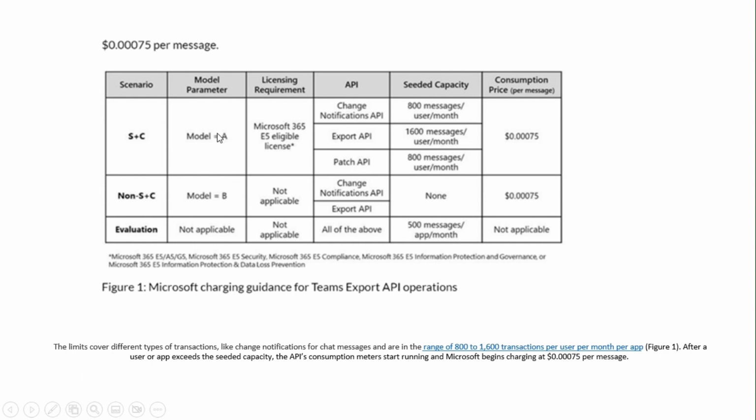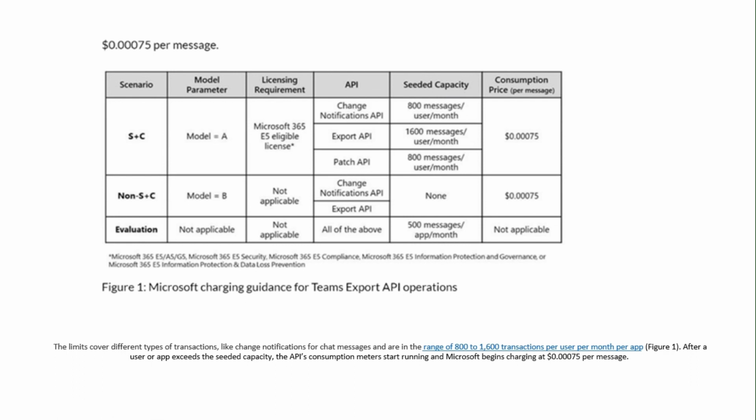Now comparing model A and model B, S plus C, the scenario we are talking about here is security and compliance. So S plus C defines security and compliance. In case of model A, the license requirement is a Microsoft 365 E5 license. It applies to all of these APIs which are listed here, and this is the seeded capacity.